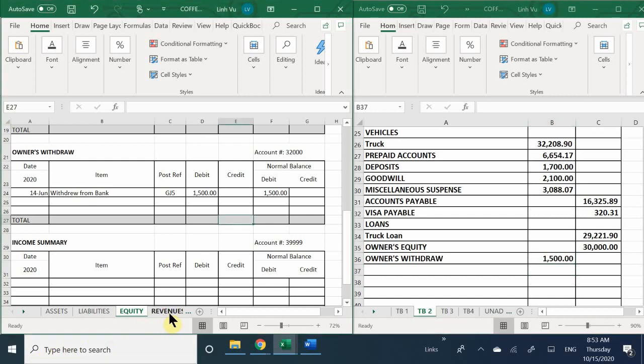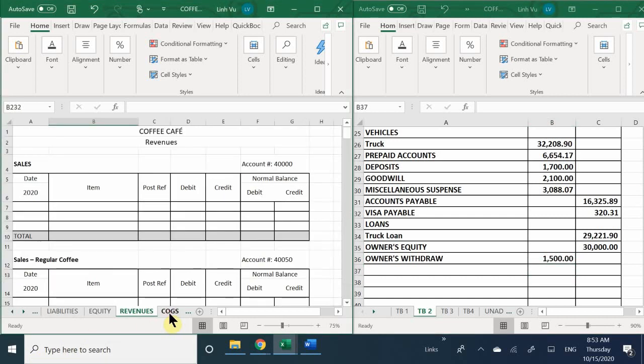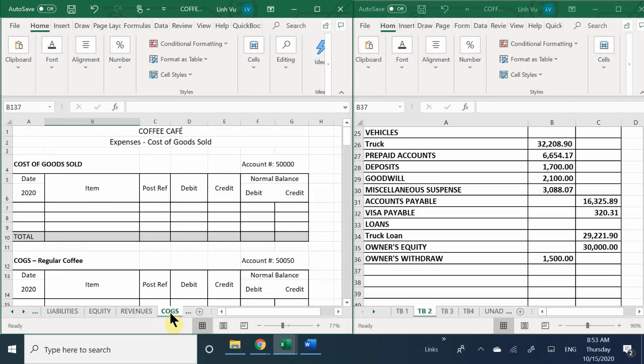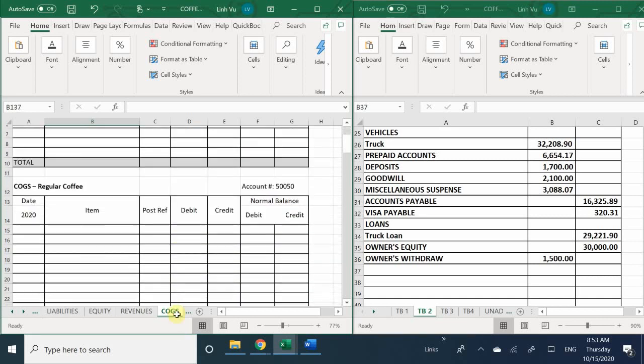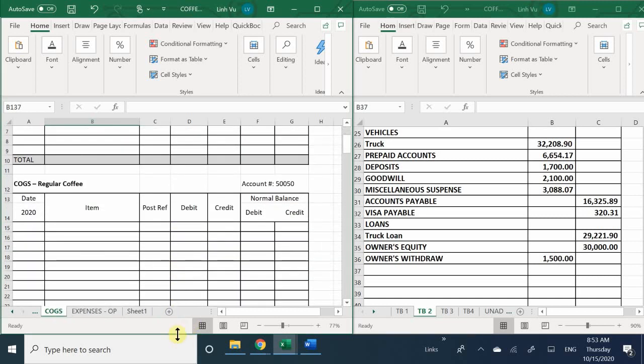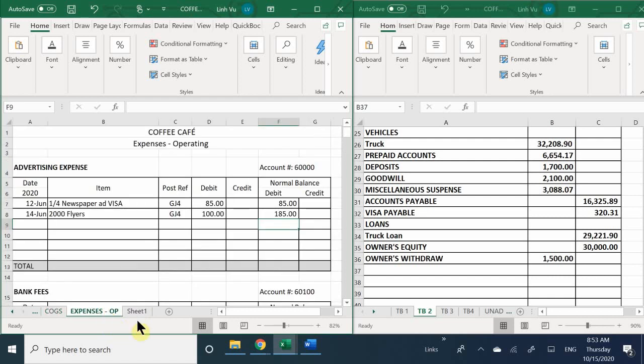For revenues, we haven't opened up shop yet, so we don't have revenues. Cost of goods sold, we haven't opened up shop, so we don't have any cost of goods sold. So we can skip that, but we will incur it in the next scenario, right? We're gonna open up shop on the 17th of June. So you will be expected to be able to journalize and also record all the sales and all the cost of goods sold.